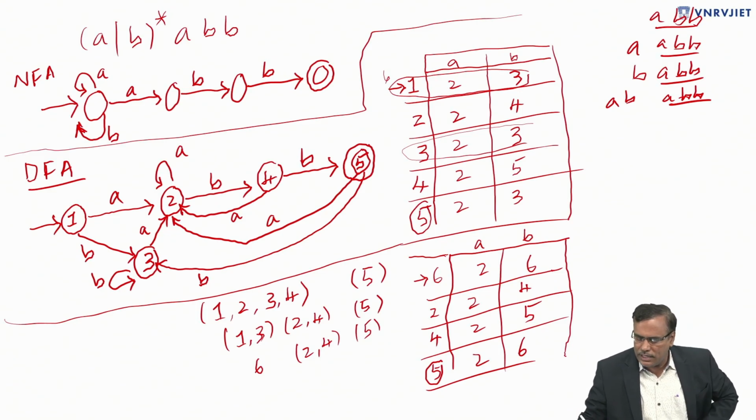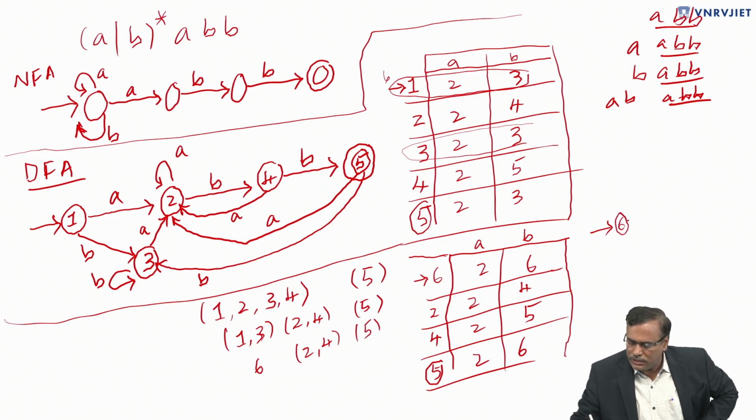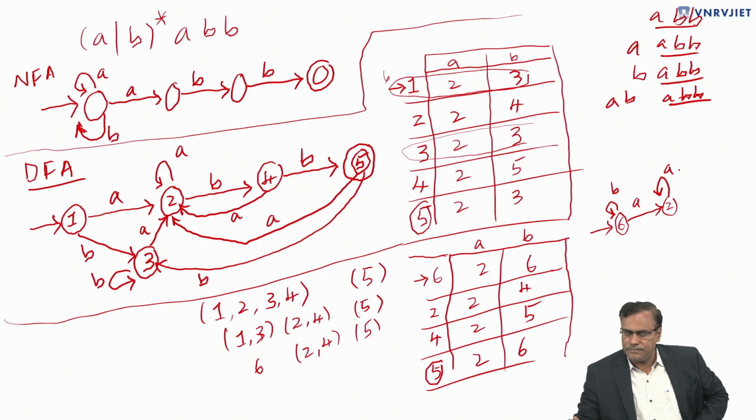First, let me draw the transition diagram of this. So 6, that is the start state. On A, where are you going? You are going to state 2. On B, where are you going? You are going to state 6 itself. Next, 2 on A, where are you going? You are going to the state 2 itself. 2 on B, you are going to state 4.